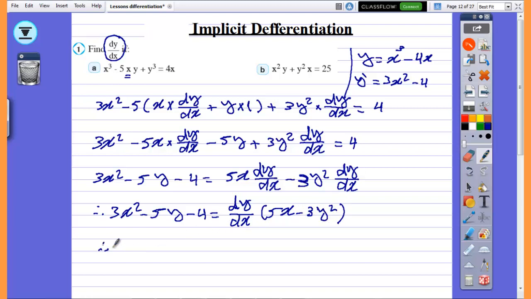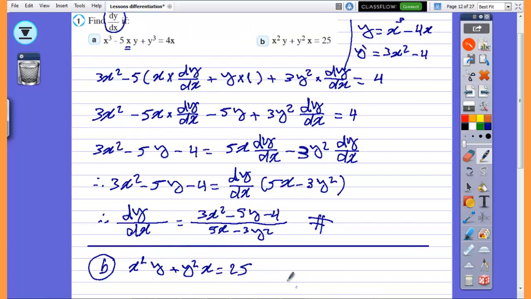So dy dx equals 3x square minus 5y minus 4 over 5x minus 3y square. And this is the final result. And now we solve b.